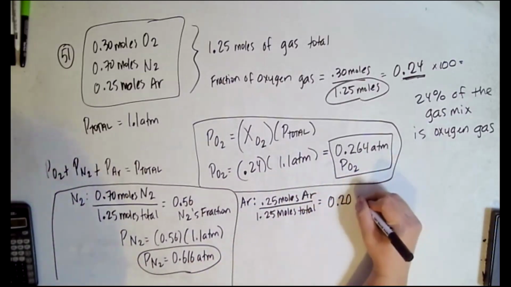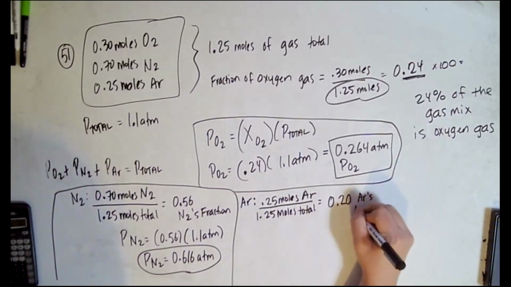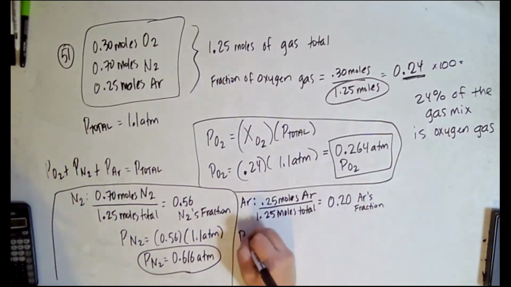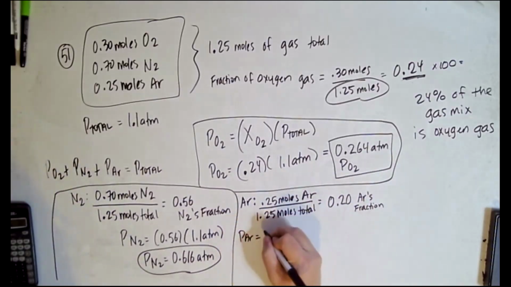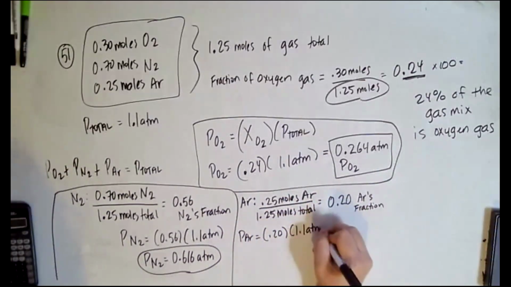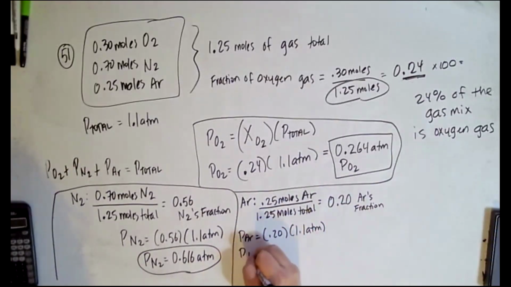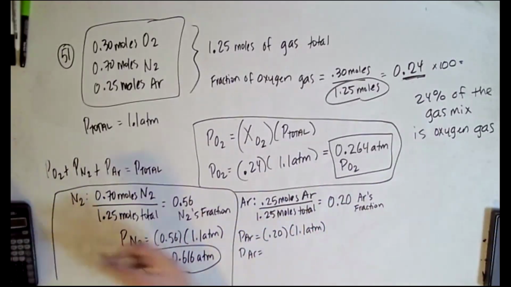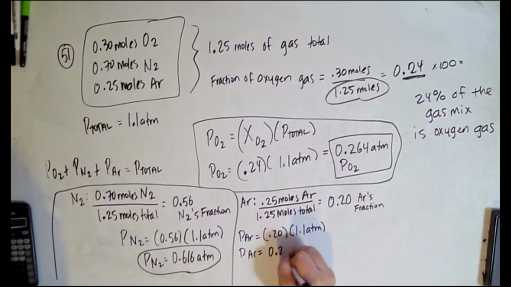Okay, and this is argon's fraction. To find the pressure for argon, we're going to take argon's fraction and multiply it by our total pressure. But look what happens.